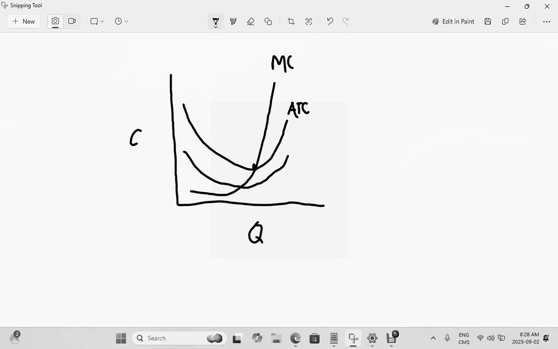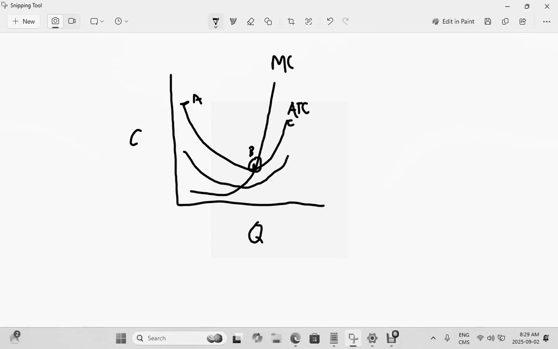This point over here is a point of transition. This is where the ATC becomes an upward sloping curve rather than a downward sloping curve, as you may observe from here to here. Right where it becomes an upward sloping curve, this is where the marginal cost is said to be dragging the average total cost curve upward. Let's say this is point A, and this is point B, the point of transition, and this is point C.